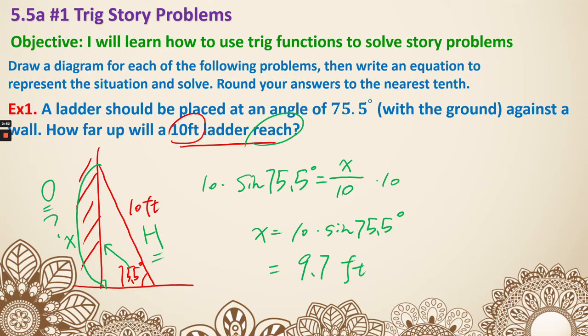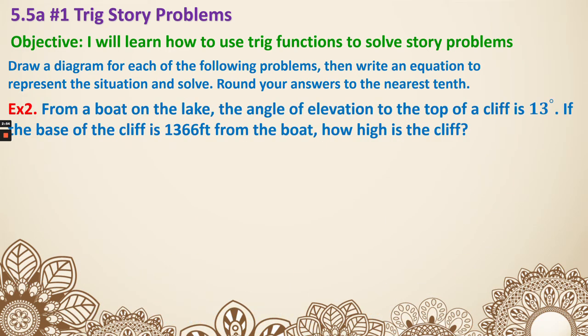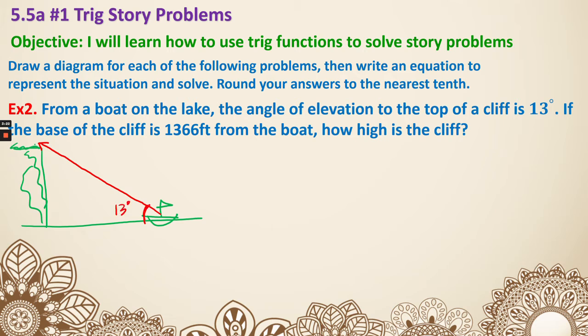That is example 1. Next, example 2. From a boat on the lake, the angle of elevation to the top of a cliff is 13 degrees. So let's say this is the cliff, and here's a boat. Saying the angle of elevation to the top of the cliff is 13 degrees. It's not going to be quite precise. So let's say it's looking right here. This is the angle of elevation, and that is 13 degrees.